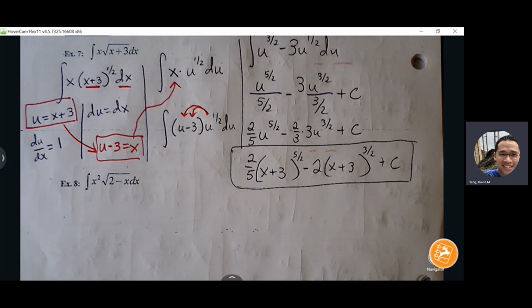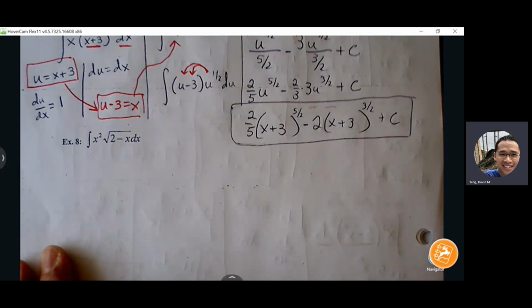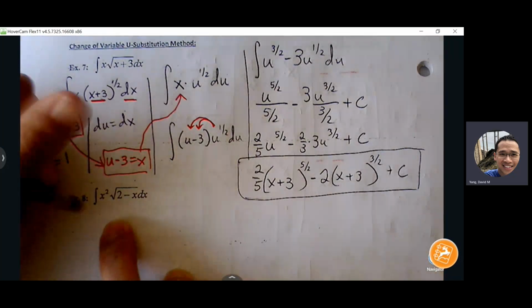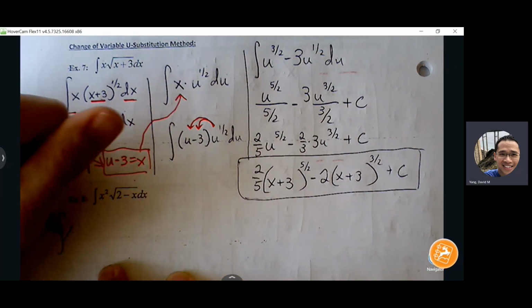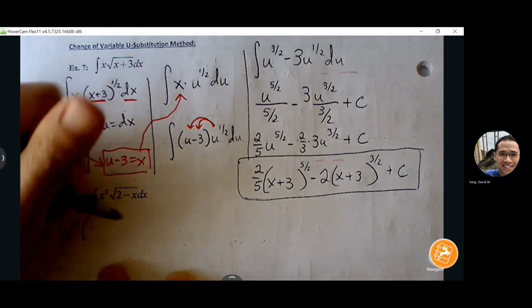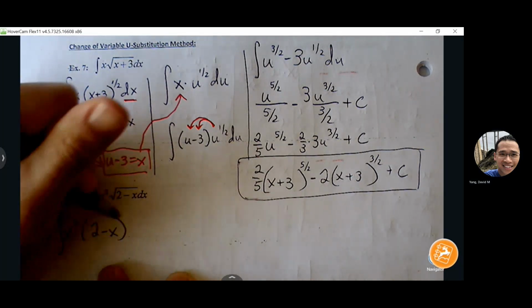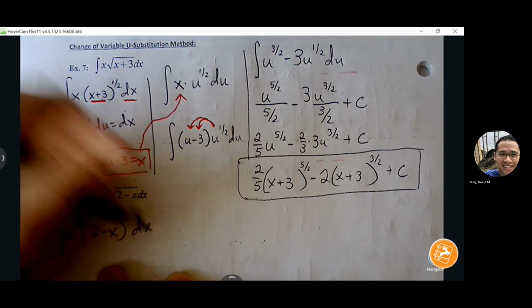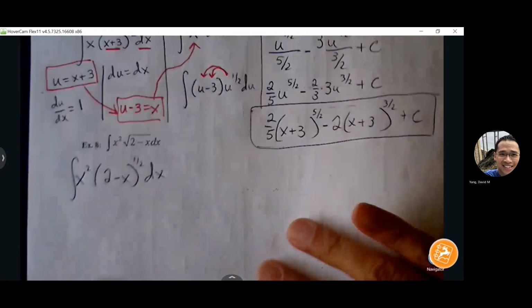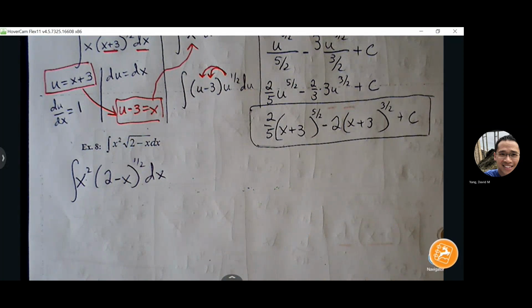Okay, example 7, example 8. So first thing we notice, we can't distribute through. So let's rewrite the problem with parentheses. And what do you think our u value is? Yeah, the 2 minus x.